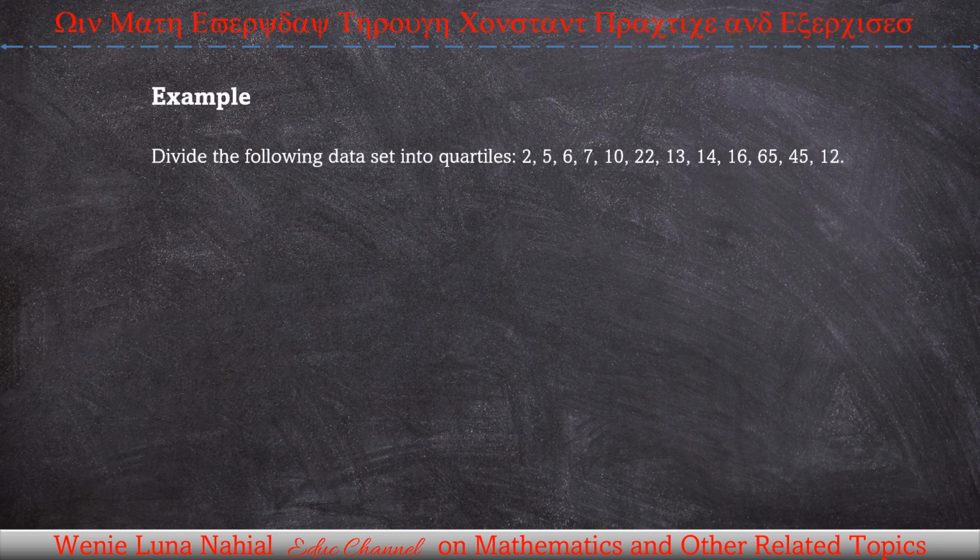Example, divide the following data set into quartiles. So we have 2, 5, 6, 7, 10, 22, 13, 14, 16, 65, 45, 12. Now, the observations are not yet arranged. So we have to order the observations. So that's our step 1. Put the numbers in order. So the numbers are now arranged from the smallest to the highest. The smallest number in the data set is 2 and the highest number is 65.